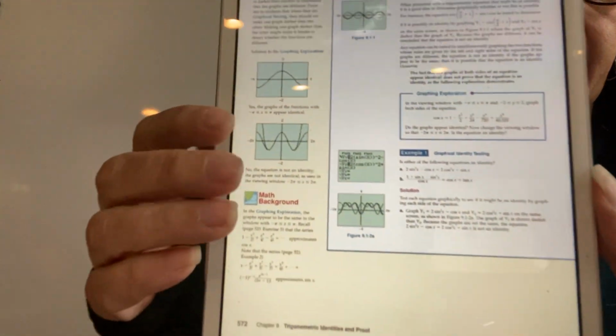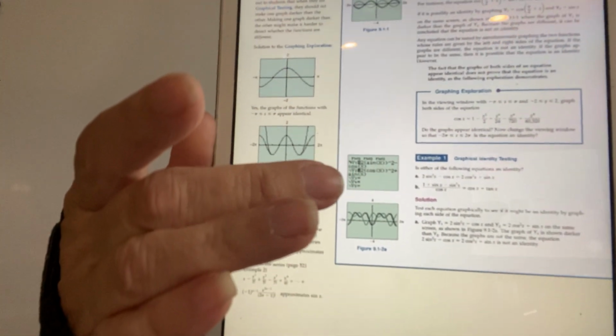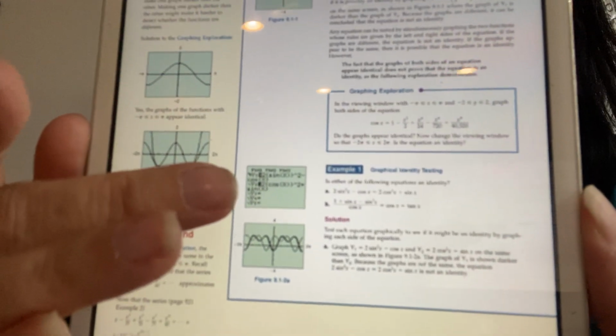But example 1 tells you right here how to put it in your calculator. Parentheses tell you the order of operations. When you graph it, always do the left-hand side in y sub 1 and the right-hand side in y sub 2, making sure your calculator is in radians. The very first graph you see is going to be y sub 1, and the second graph you see is going to be y sub 2.